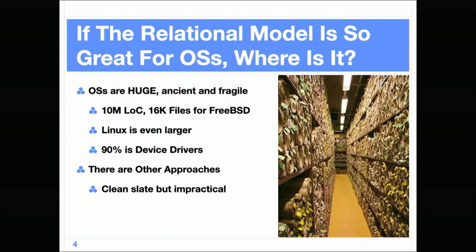So if the relational model is so awesome and great for operating systems, where is it? There are a lot of problems. First of all, operating systems are huge, 20 million lines of code, 90% of which is device drivers, depressingly. FreeBSD is a little smaller, 10 million lines of code.